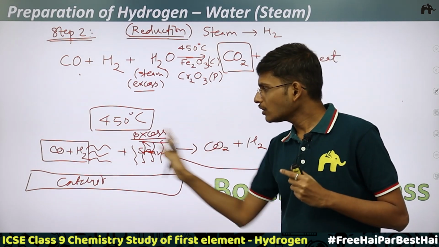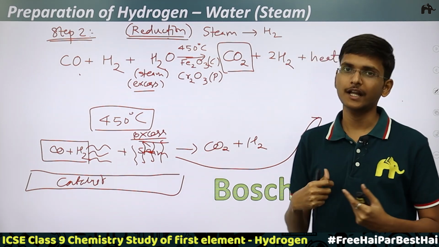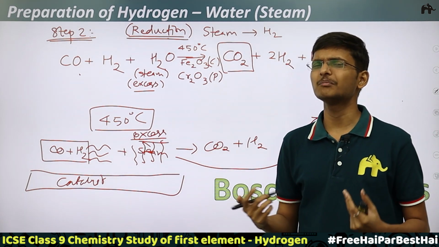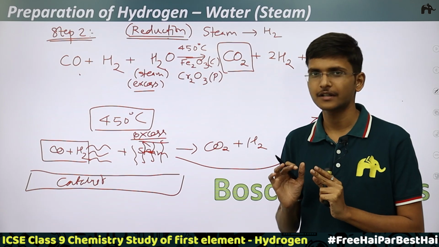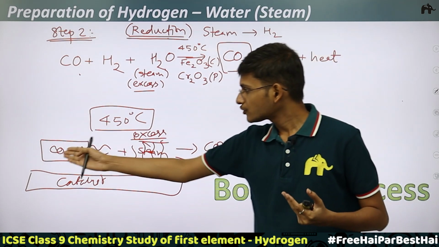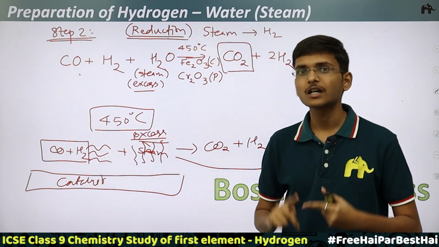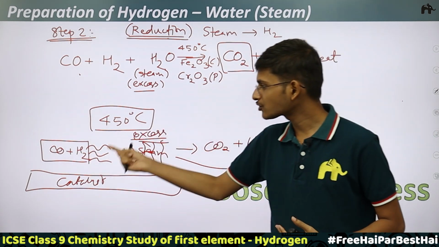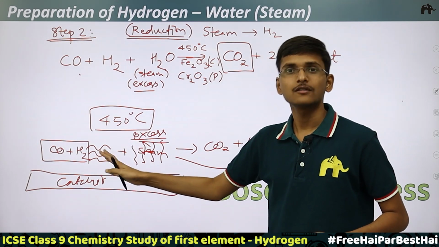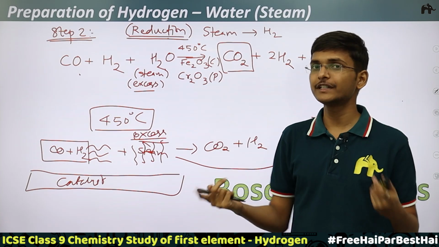But not all of it will react to give us carbon dioxide and hydrogen. Some of it may remain unreacted, right? If some of it is remaining unreacted, we need the hydrogen from it also. Understood? Why should we leave the hydrogen which is not reacted in step 2? Why should we leave that hydrogen?